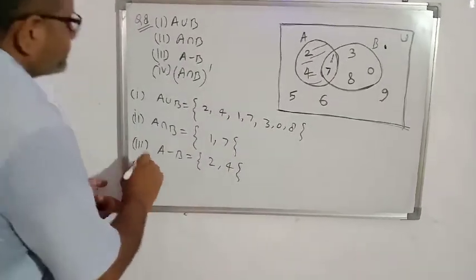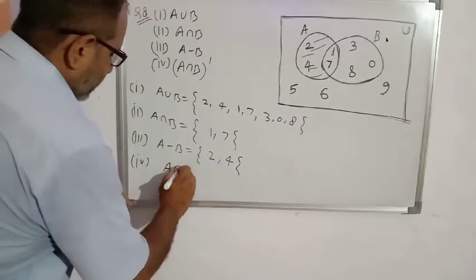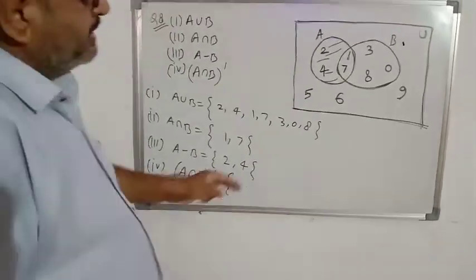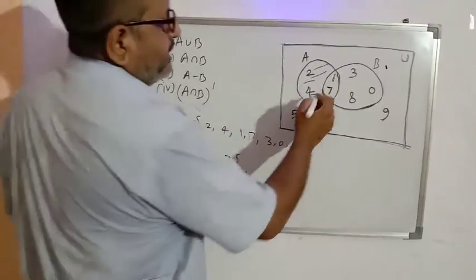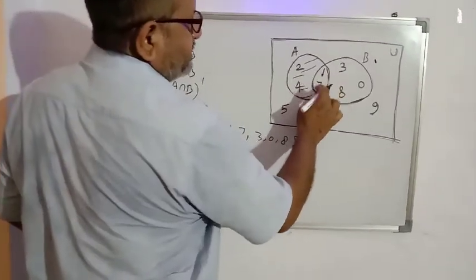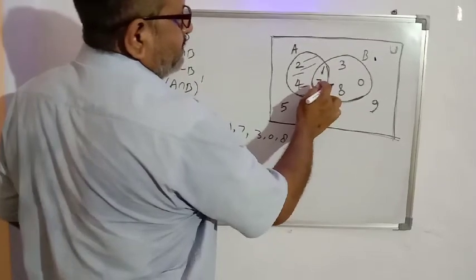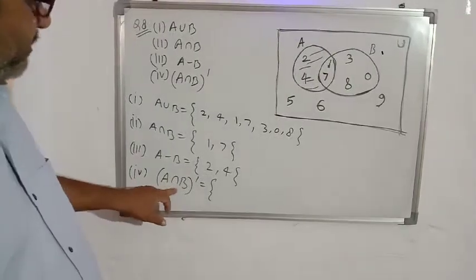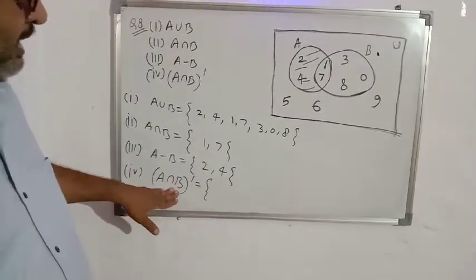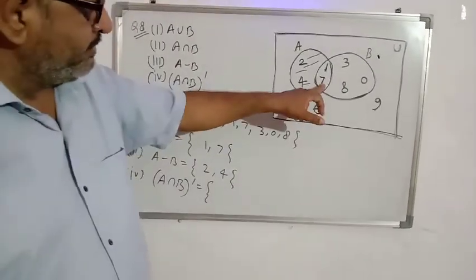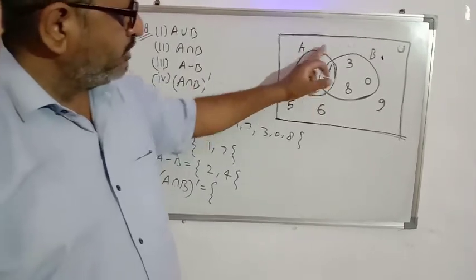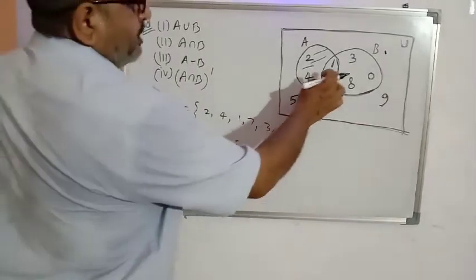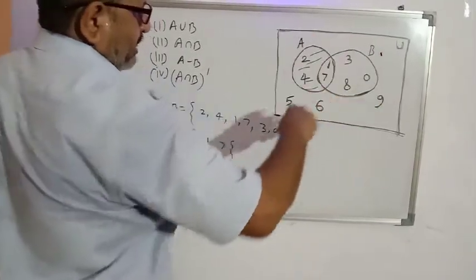Fourth one, we have to write A intersection B complement. So A intersection B is what? 1, 7. So leaving these elements, we have to write all the elements of the universal set. Complement means leaving the elements of this set A intersection B, that is 1, 7, we have to list all the elements of the universal set. So we will not write 1, 7 and write all other elements.